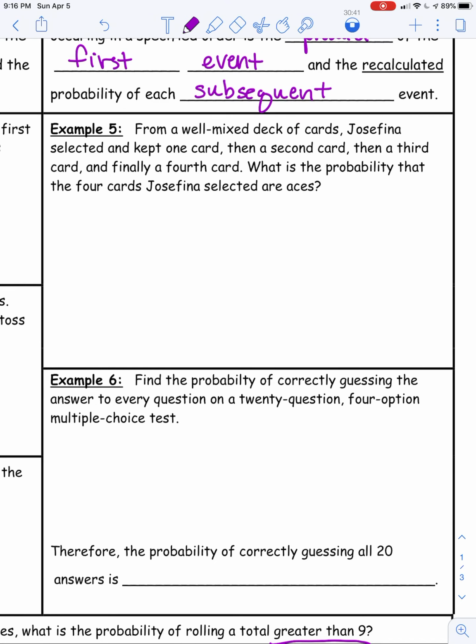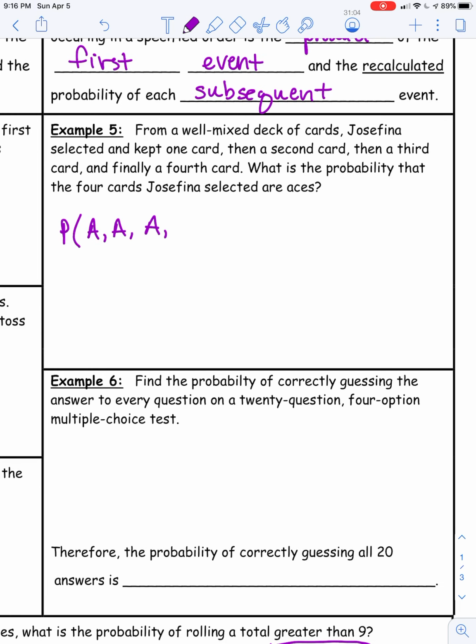Okay, example 5 says, from a well-mixed deck of cards, Josephina selected and kept one card, then a second card, then a third card, and finally a fourth card. What is the probability that the 4 cards Josephina selected are aces? All right, so here's what we're looking to find. The probability that each time she pulls a card, she gets an ace each of those 4 times.